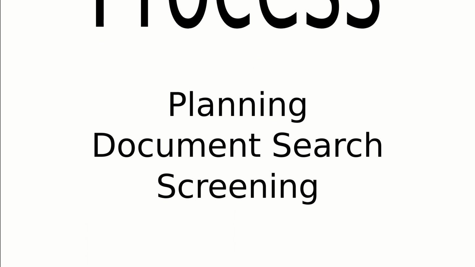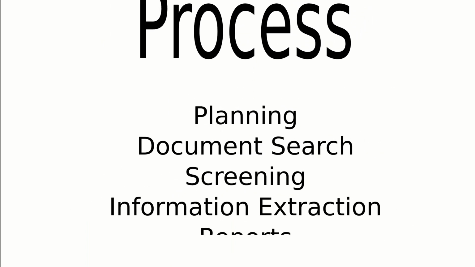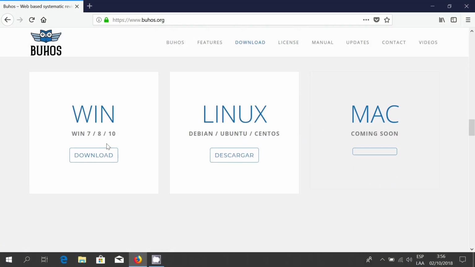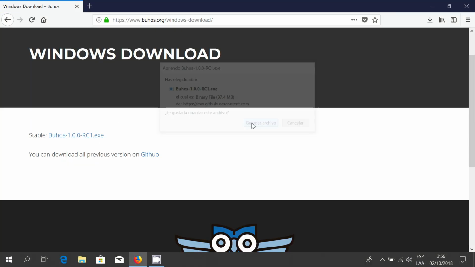The software supports and records each step of the systematic review process: planning, document search, screening of useful documents for the research, information extraction, and reports generation. On Windows, you can download the installer on buhos.org.